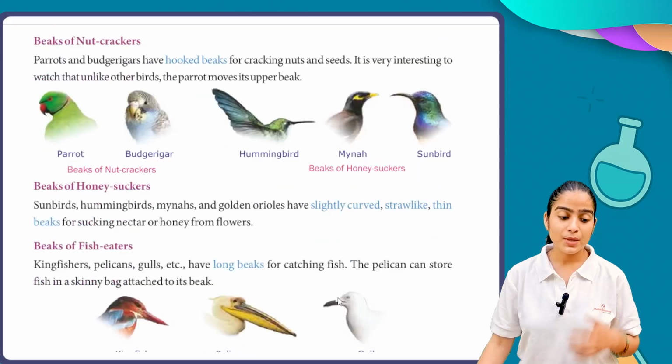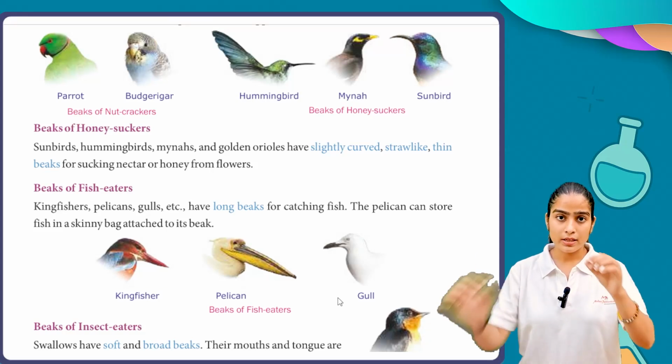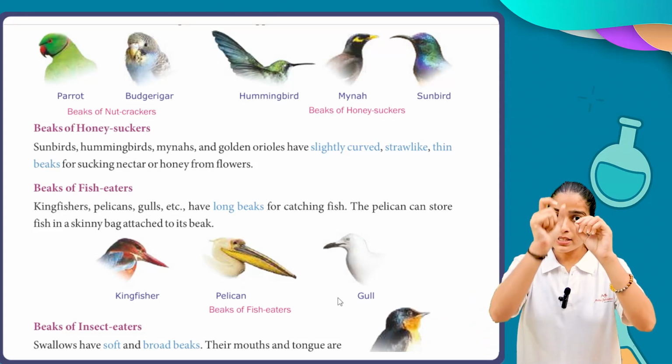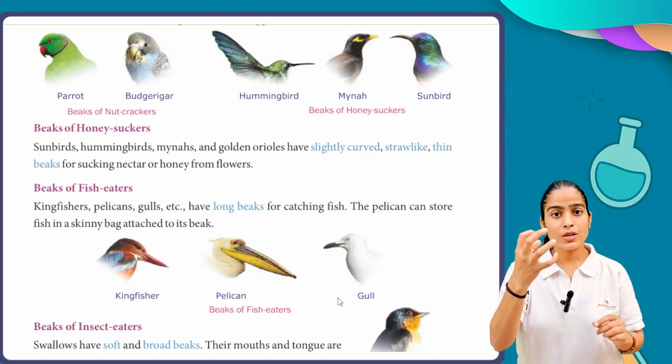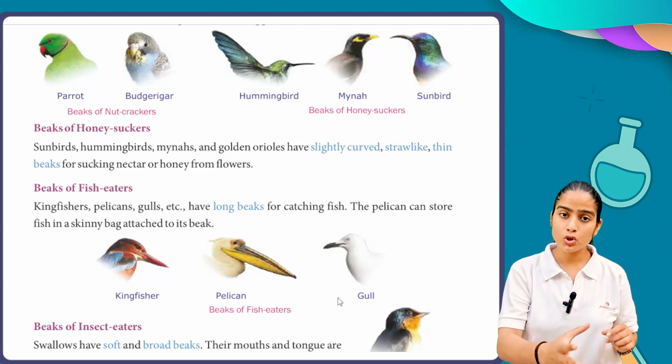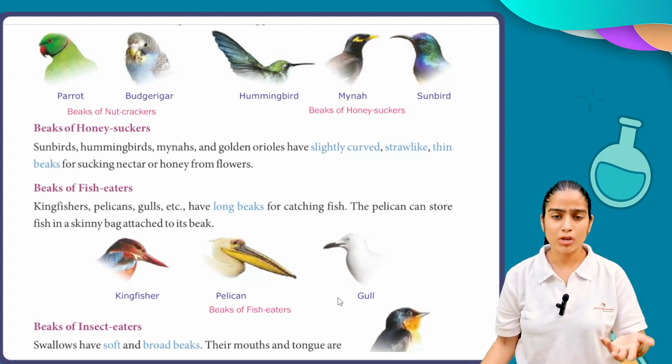Next, we have beaks of honeysuckers. Sunbirds, hummingbirds, mynas, and golden orioles have slightly curved, straw-like thin beaks for sucking nectar or honey from the flowers. Just like when we drink something with a straw, there is a curve, then a straight thin tube-like structure, and when we suck, we can consume it. Similarly, they need to suck the honey. That's why they have a slightly curved, straw-like beak.